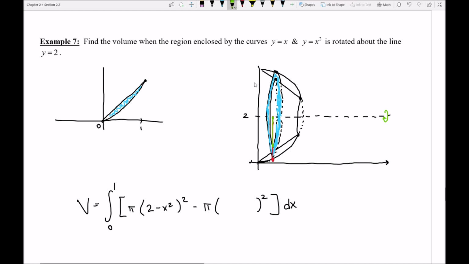I might not have fully sketched that out. There we go. I think my green part goes all the way down to there. It should go all the way to that line, just like up here it went all the way to the line. And so I should end up with 2 minus x. So this would be a setup to tackle example number 7.